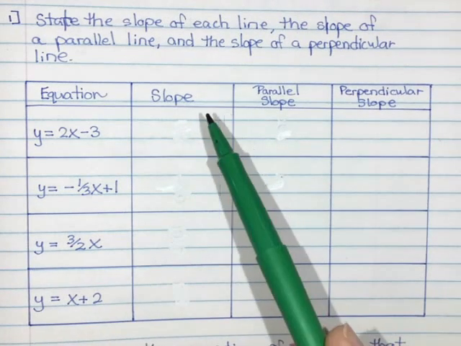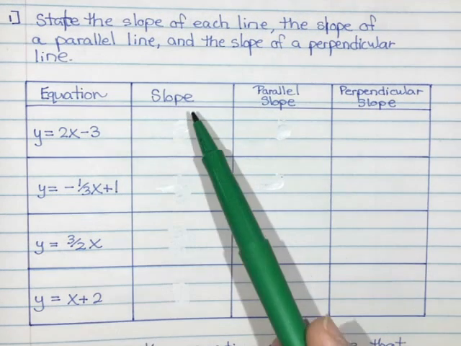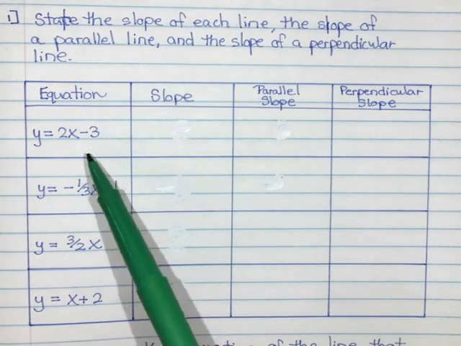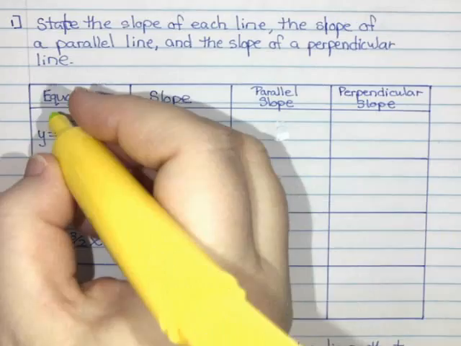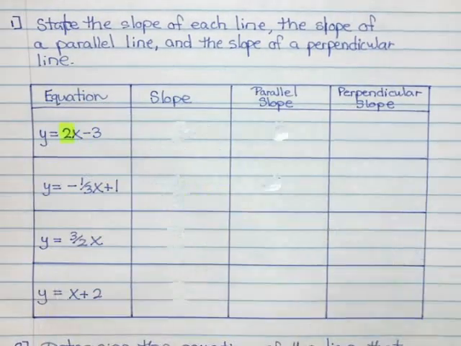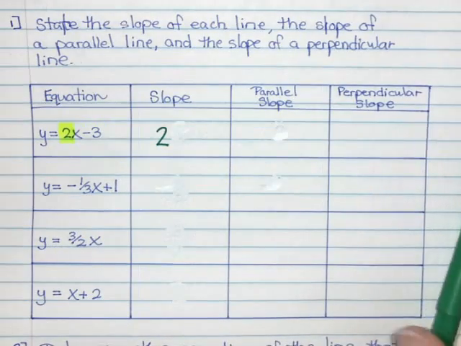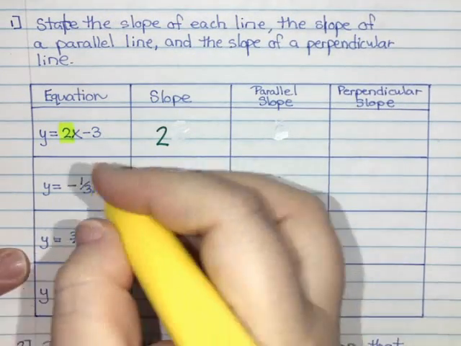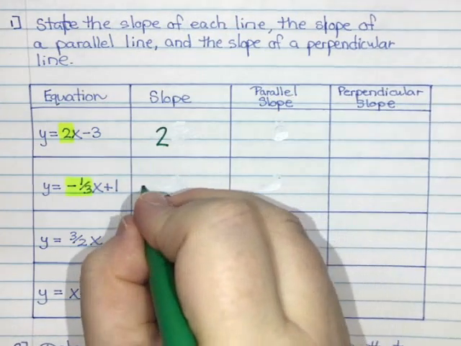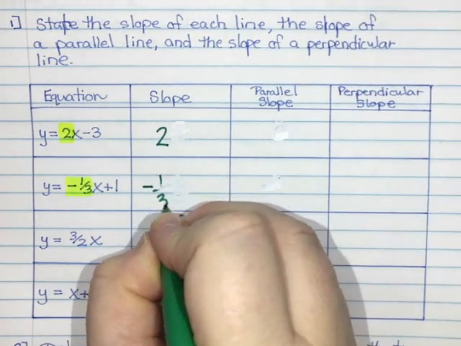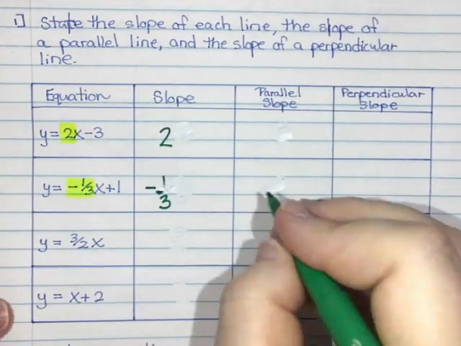So I'm going to start by just identifying what the slope of each line is. So the slope in the equation should be the number that's in front of the x. So that means for this first one, it should be the 2. For our second one, there's the x. It should be negative 1/3. Didn't show up very well. Maybe I'll write it over here.